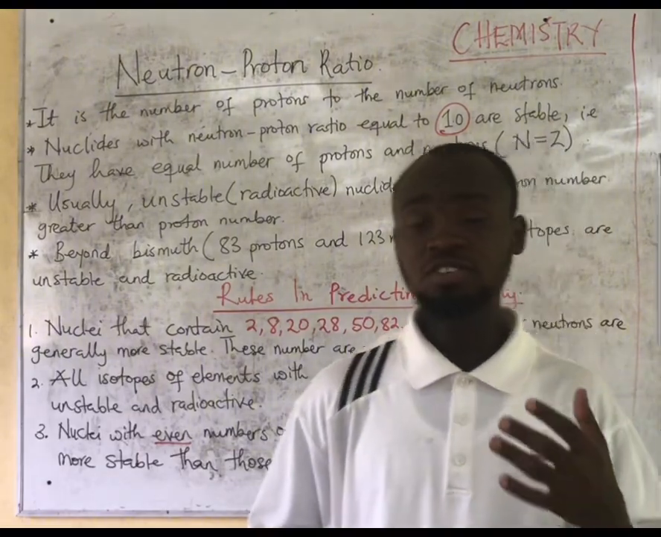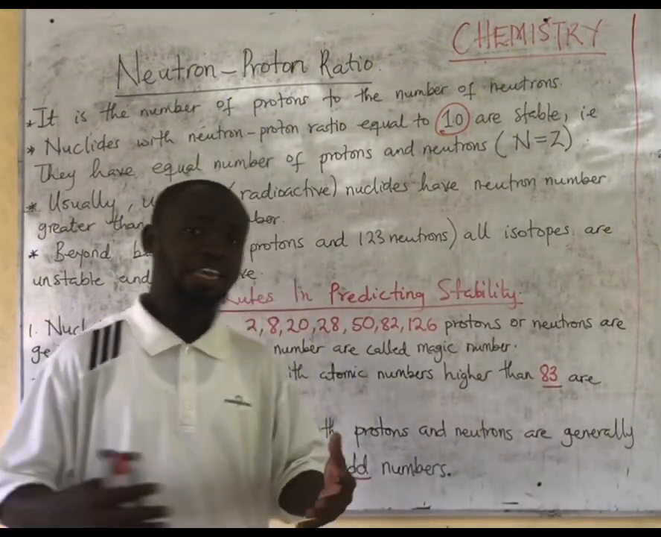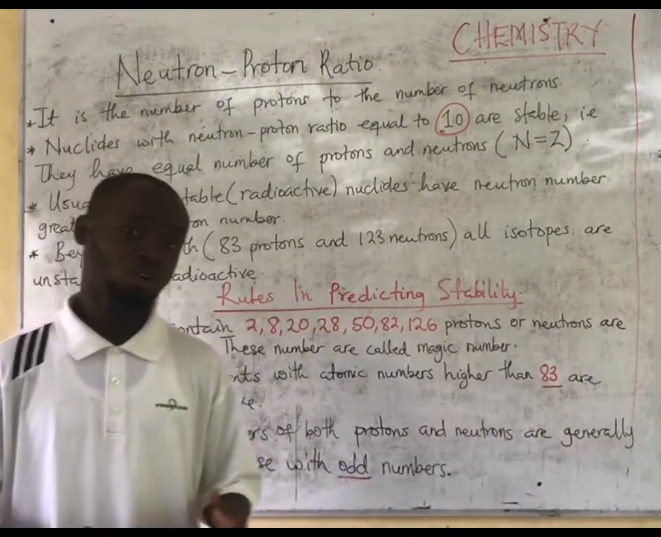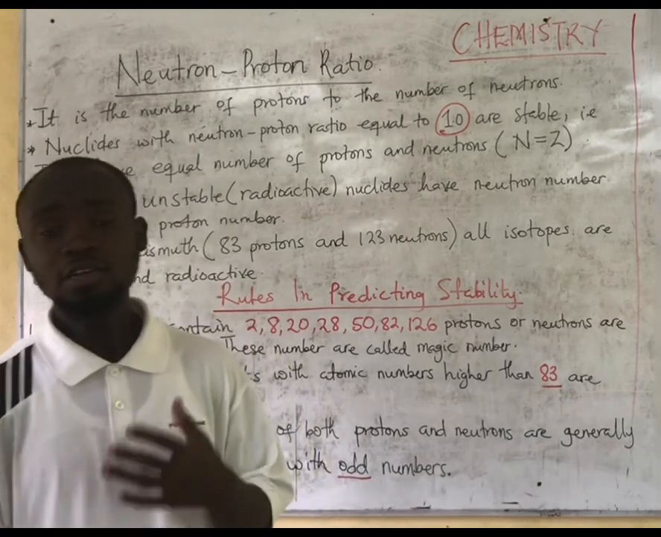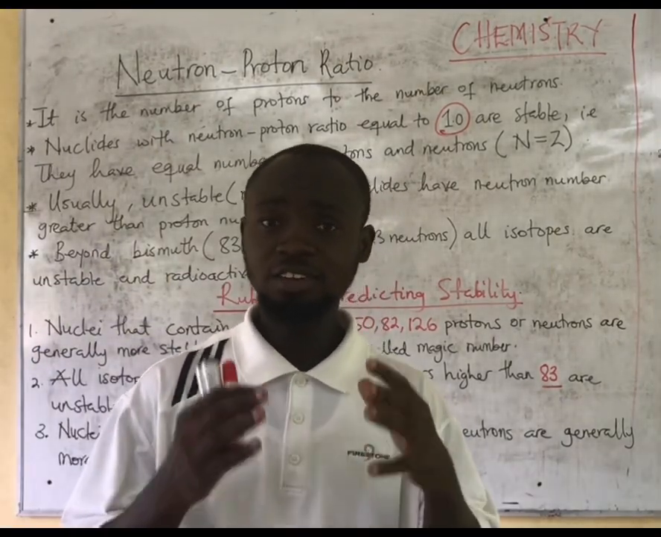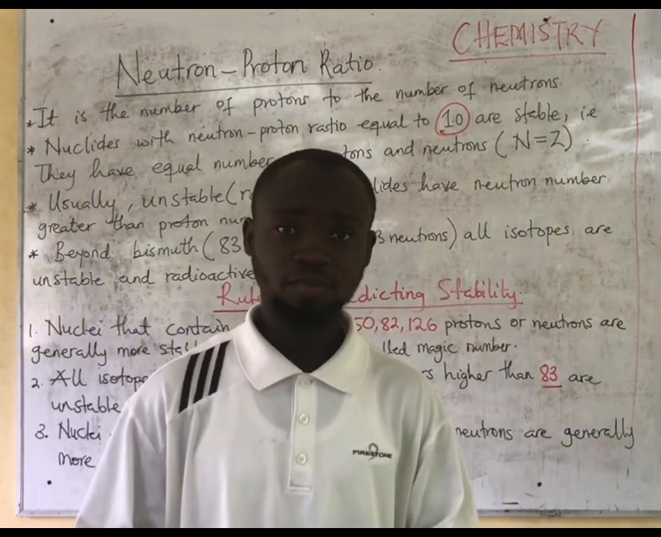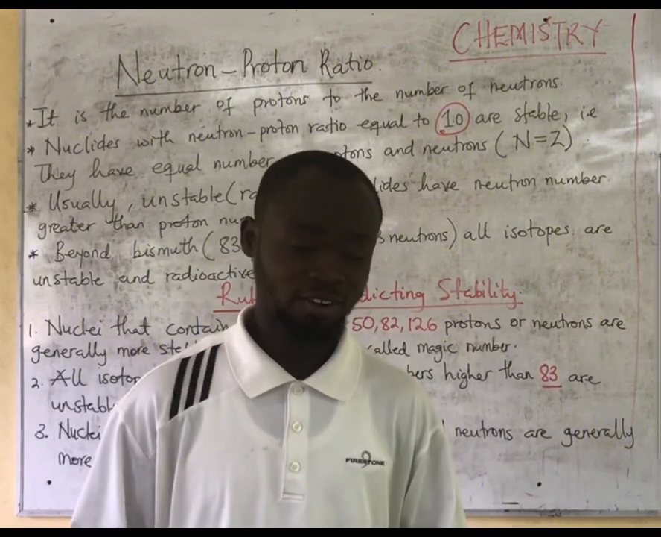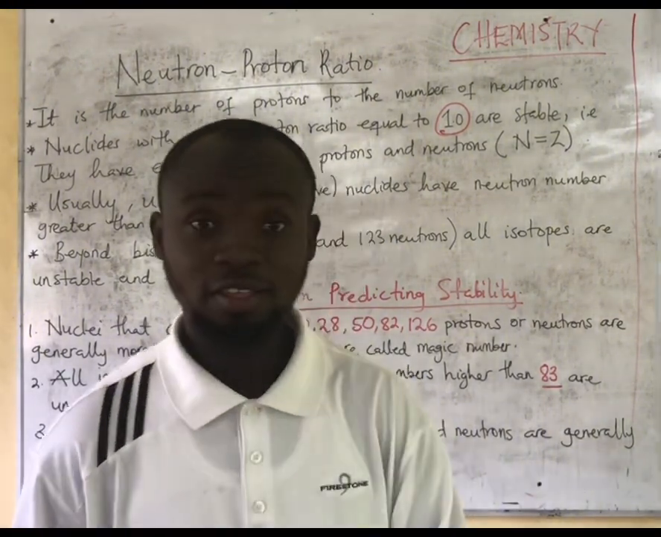So we can use these three basic rules to indicate stability of a nucleus, once we're talking about the neutron to proton ratio of that nuclide in question. Is that okay? All right. Thank you.